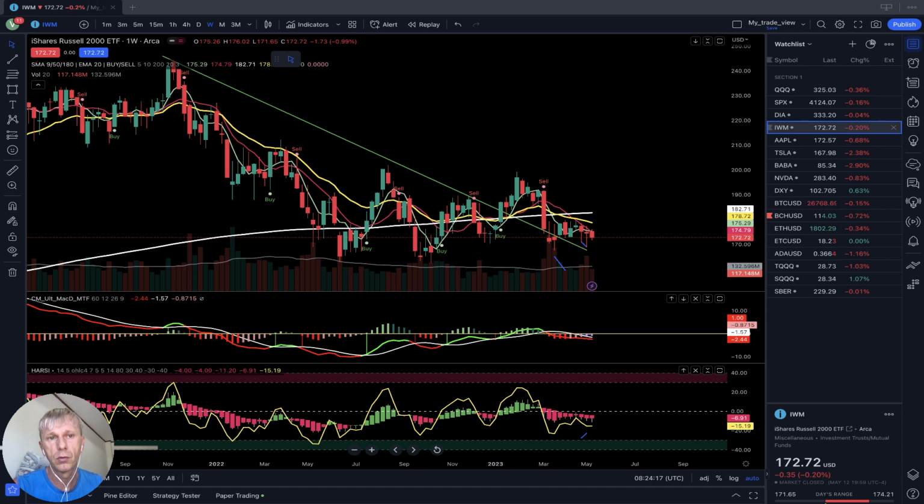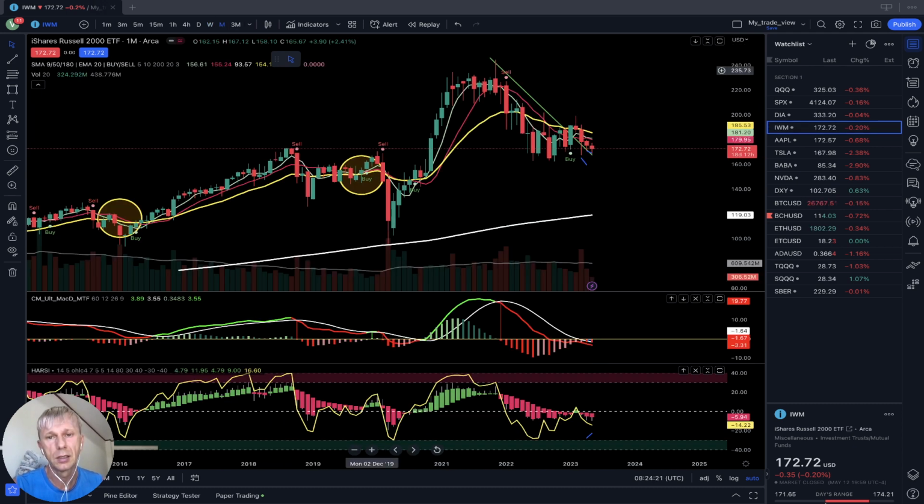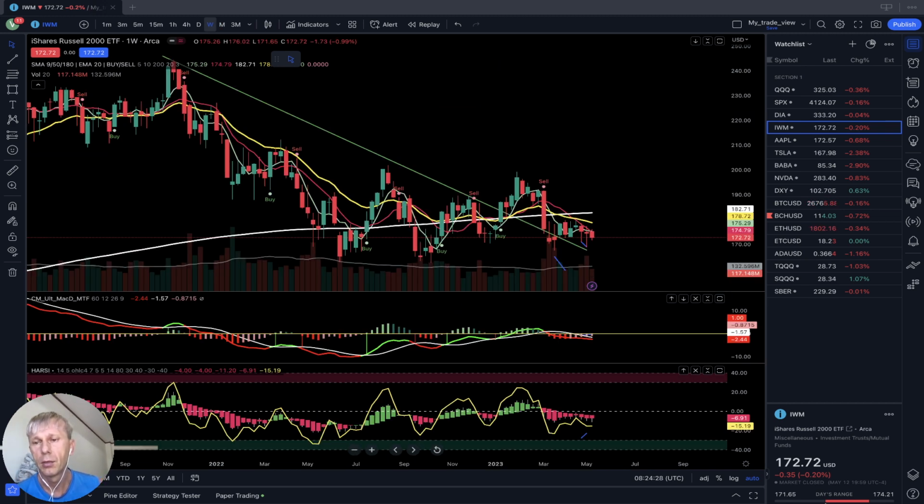Let's check monthly what's going on. Just curious. Monthly it is still positive, still bullish. But on weekly it is already in bearish territory and very weak. That's all from my weekly update.